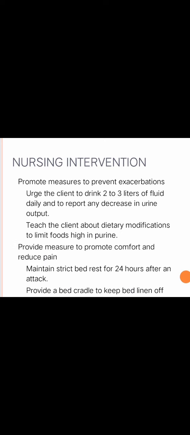Urge the clients to drink 2 to 3 liters of fluid daily and to report any decrease in urine output. Teach the client about dietary modification to limit foods high in purine. Provide measures to promote comfort and reduce pain, such as maintaining strict bed rest for 24 hours after an attack, and provide a bed cradle to keep bed linen off affected joints to help reduce the pain.